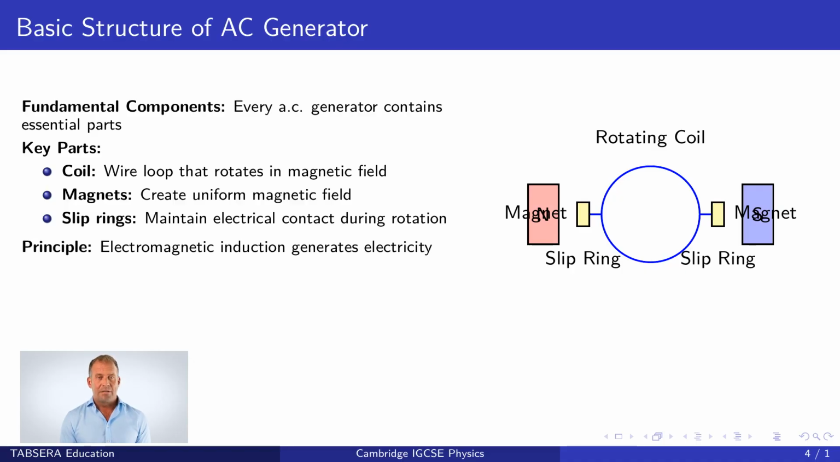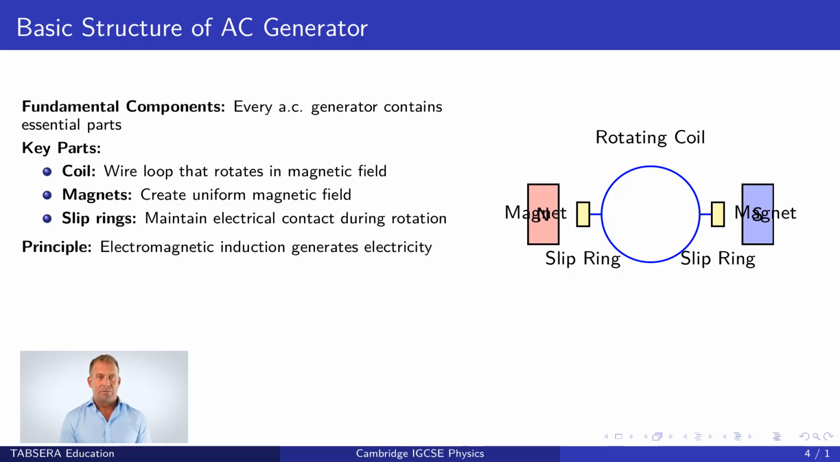Let's explore the basic structure of an AC generator. The fundamental components work together to convert mechanical energy into electrical energy. Every AC generator contains these essential parts. First, the coil, which is a wire loop that rotates within the magnetic field. Second, magnets, which create a uniform magnetic field between north and south poles. Third, slip rings, which maintain electrical contact while the coil rotates.